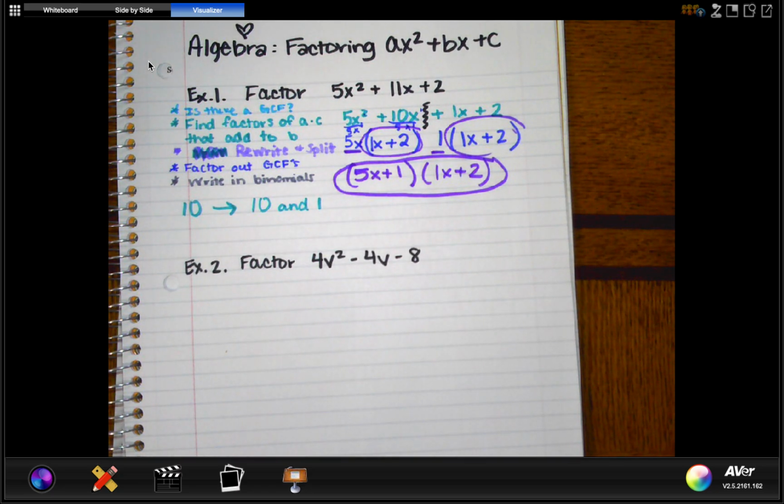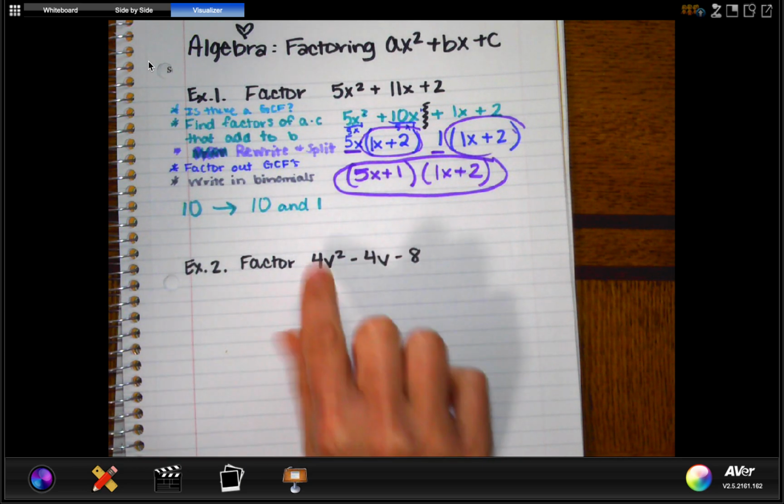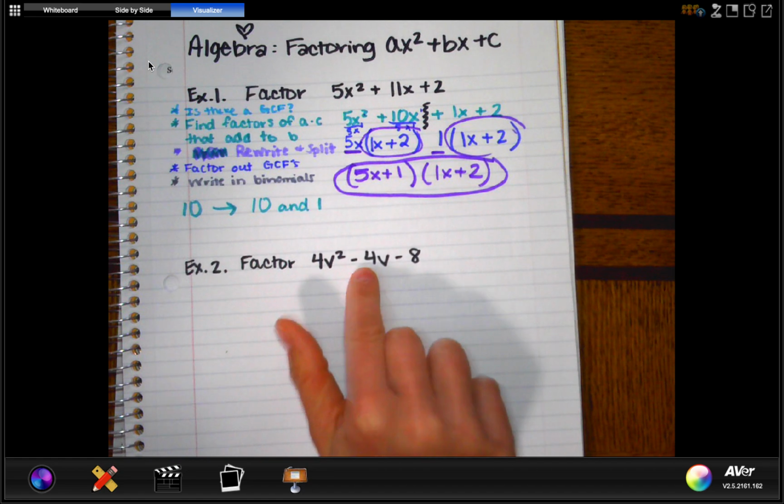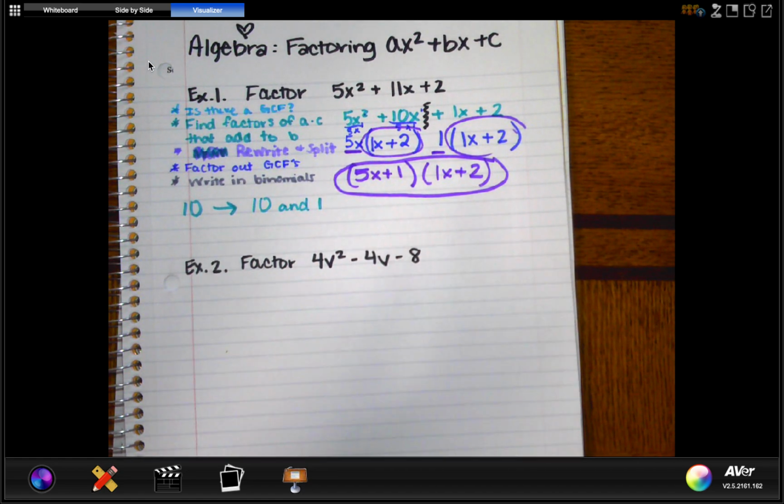Now, the second one I chose to do is 4v squared minus 4v minus 8. Okay, let's walk through the steps again. The first step was, is there a GCF? And in this case, there is. What is the greatest common factor of 4v squared minus 4v minus 8?